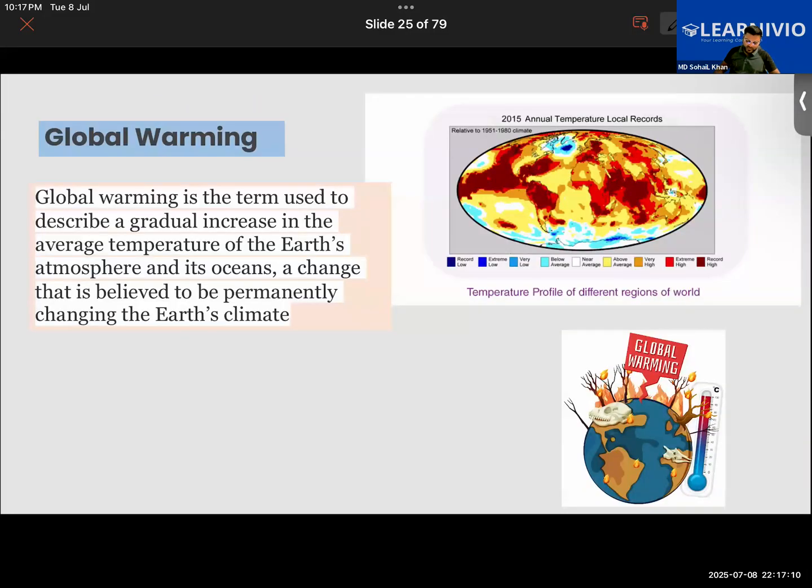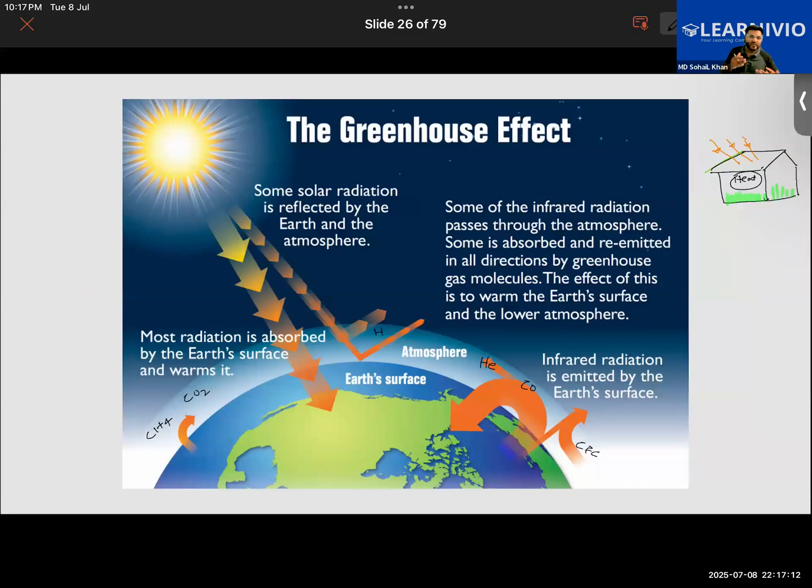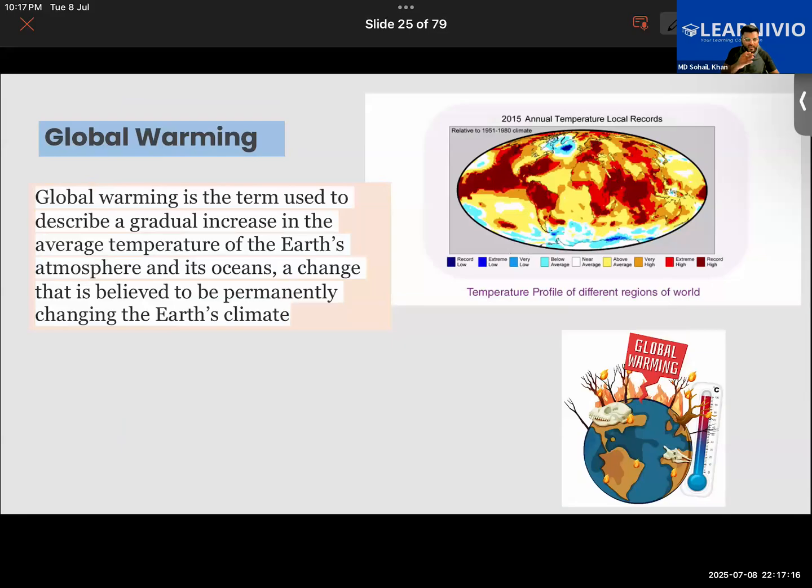So that is global warming, and global warming has its own consequences. Global warming is, in a way, a consequence of deforestation, and it also has several consequences. Right now, it's increasing temperature. It's leading to flooding and so many things.